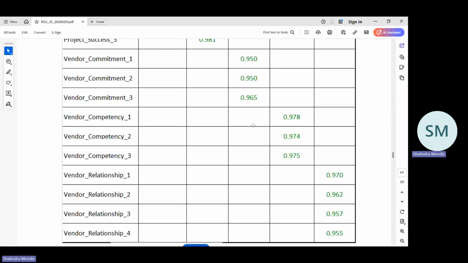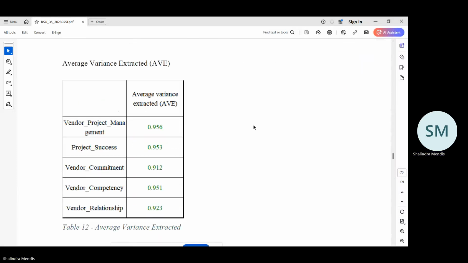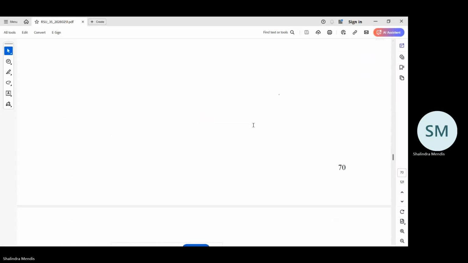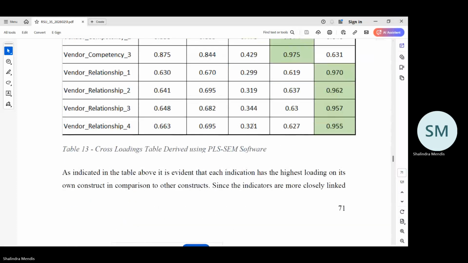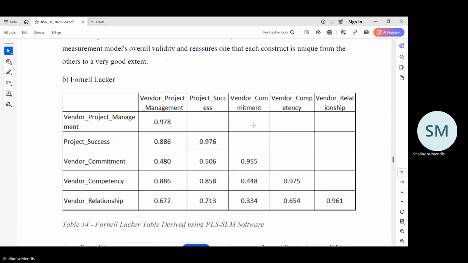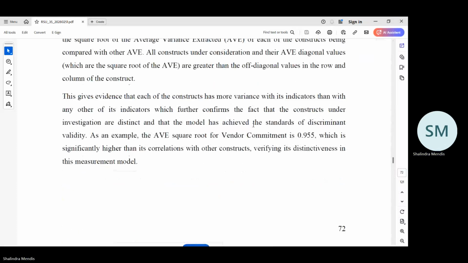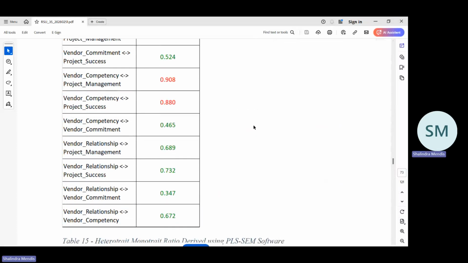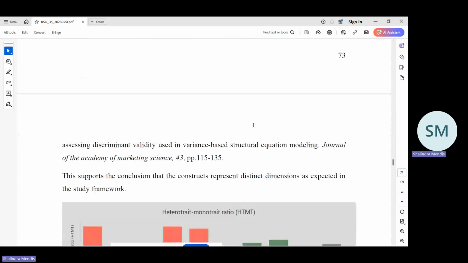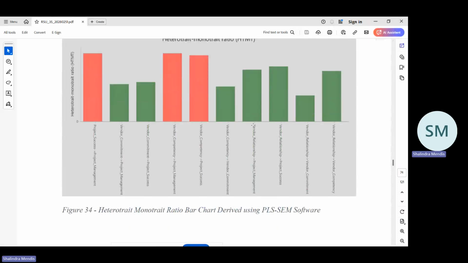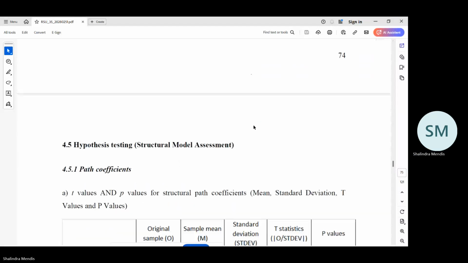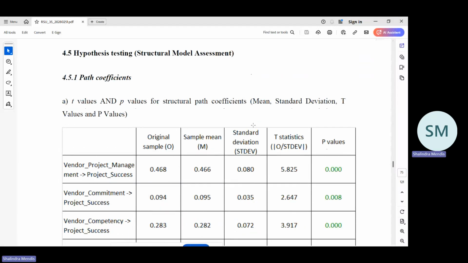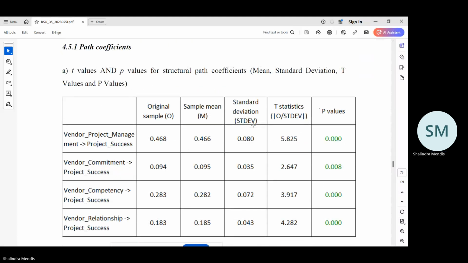Outer loadings table, AVE, discriminant validity, cross loadings, Fornell-Larcker, HTMT, then the HTMT bar chart. And hypothesis testing, structural model.